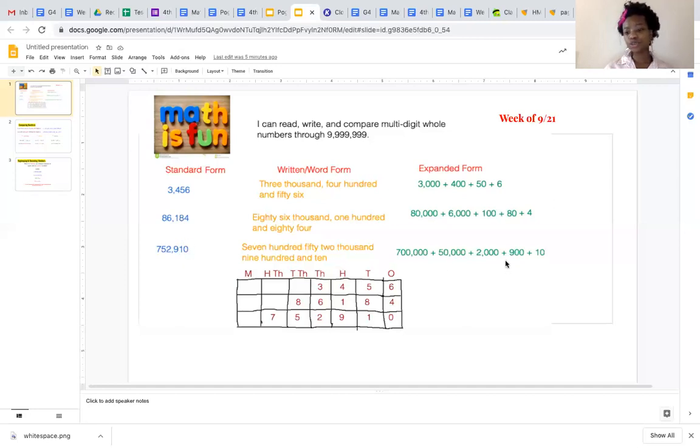There's a 0. So we don't have to necessarily write plus 0 there because it isn't going to change our answer. Once we add each of these expanded form parts, we're going to have our total number, okay? Our number here in standard form.